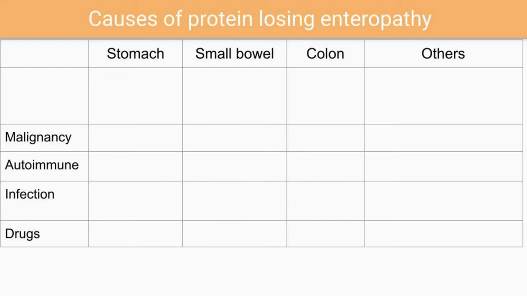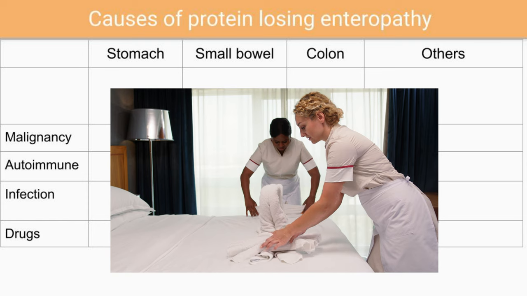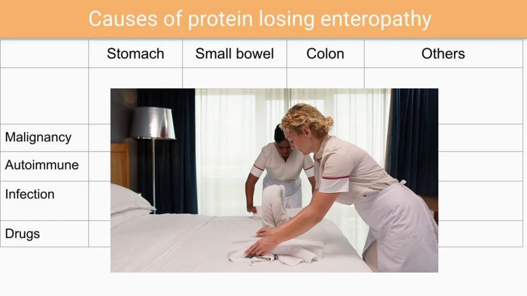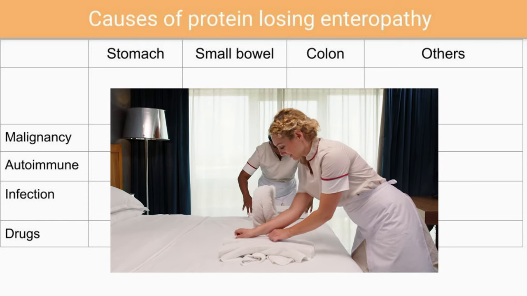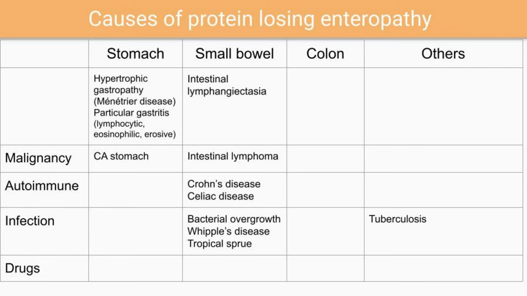I always share with the students that if we have difficulty in generating a differential diagnosis, think about MAID, M-A-I-D. For the small bowel, apart from intestinal lymphangiectasia: malignancy, intestinal lymphoma; autoimmune, celiac disease; infection, including bacterial overgrowth, Whipple's disease, tropical sprue. Going down to the colon, apart from inflammatory bowel disease: autoimmune, collagenous colitis; infection, Clostridium difficile, that is pseudomembranous colitis, can cause protein losing enteropathy.